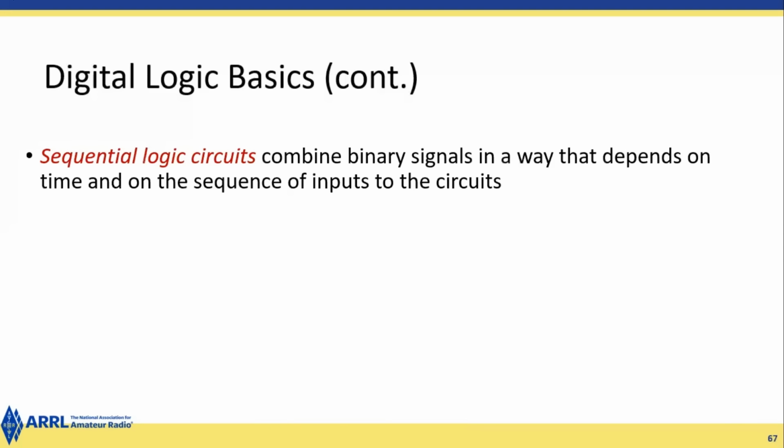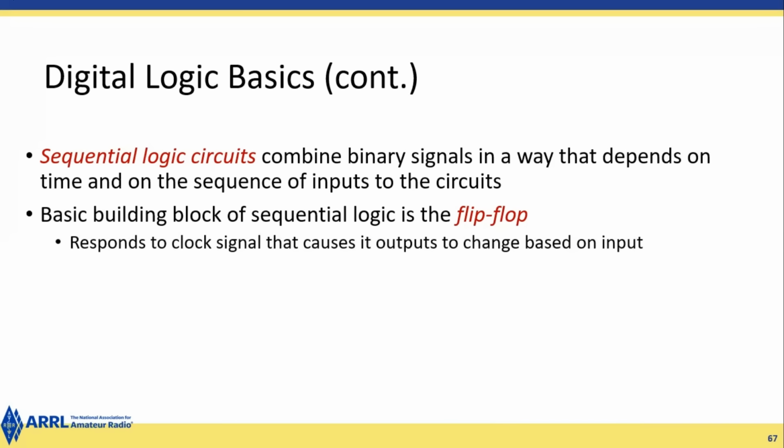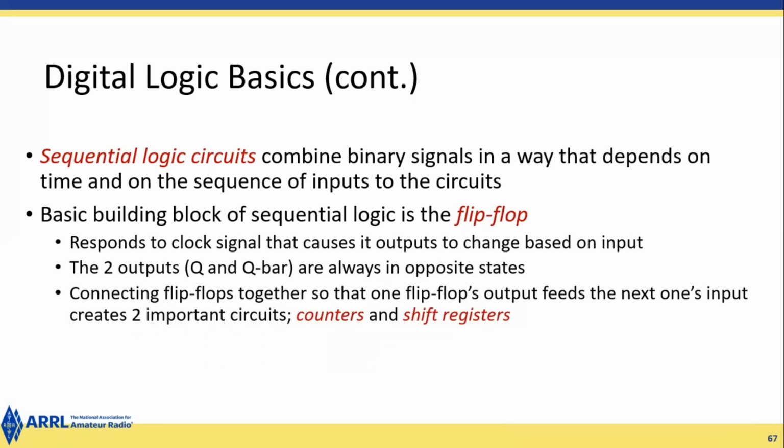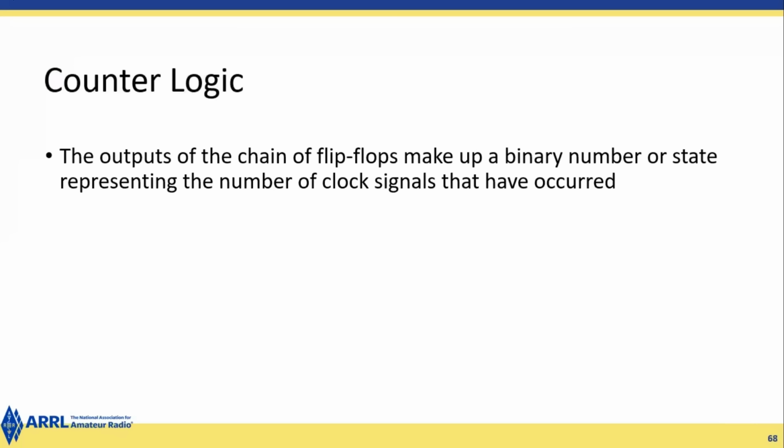Sequential logic circuits combine binary signals in a way that depends on time and on the sequence of inputs to the circuits. The basic building block for sequential logic is the flip-flop. It responds to a clock signal that causes its output to change based on input. The two outputs, Q and Q bar, are always in opposite states. Connecting flip-flops together, so that one flip-flop's output feeds the next one's input, creates two important circuits called a counter and a shift register.